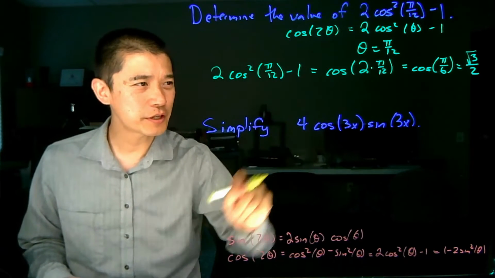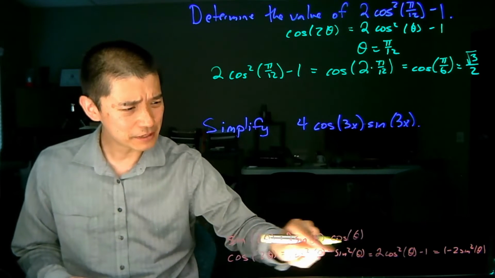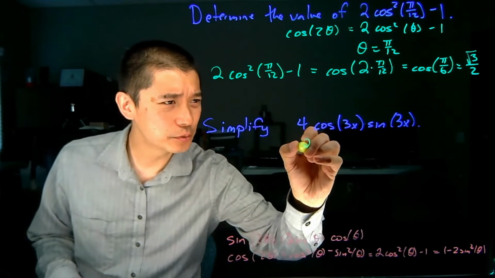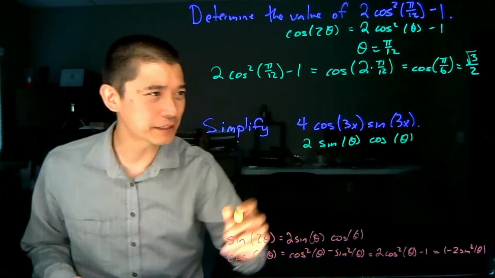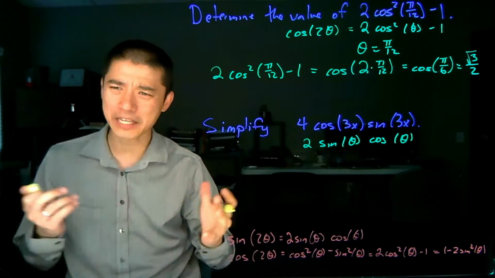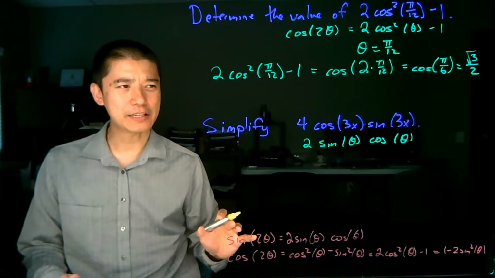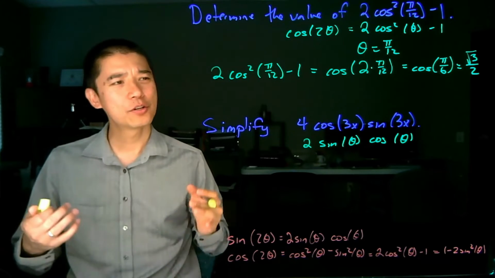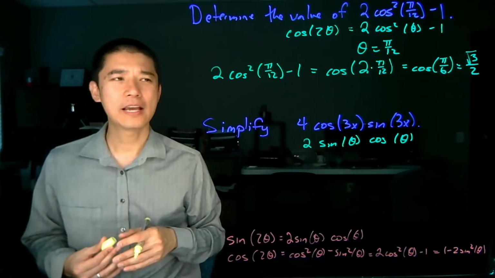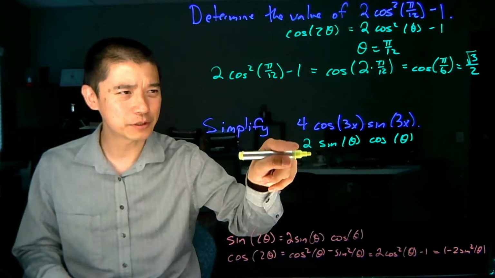Simplify 4 cosine 3x sine 3x. Well, we come down here and we look at our formula, 2 sine theta cosine theta, and you can see that there are a couple things. First of all, you can see that they're swapped in order, but that's not the big deal. However, 4 is not 2. And so we can't immediately just dump this into this equation because this part doesn't match up. So the question is, what can we do about this? And here's where you're going to have to rely on your algebraic experience in order to push yourself forward.